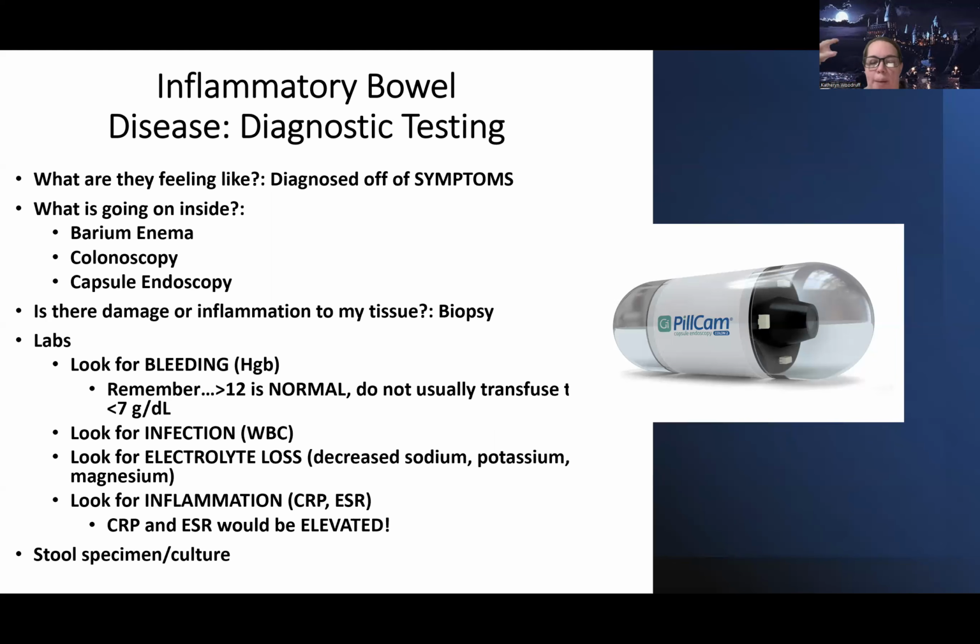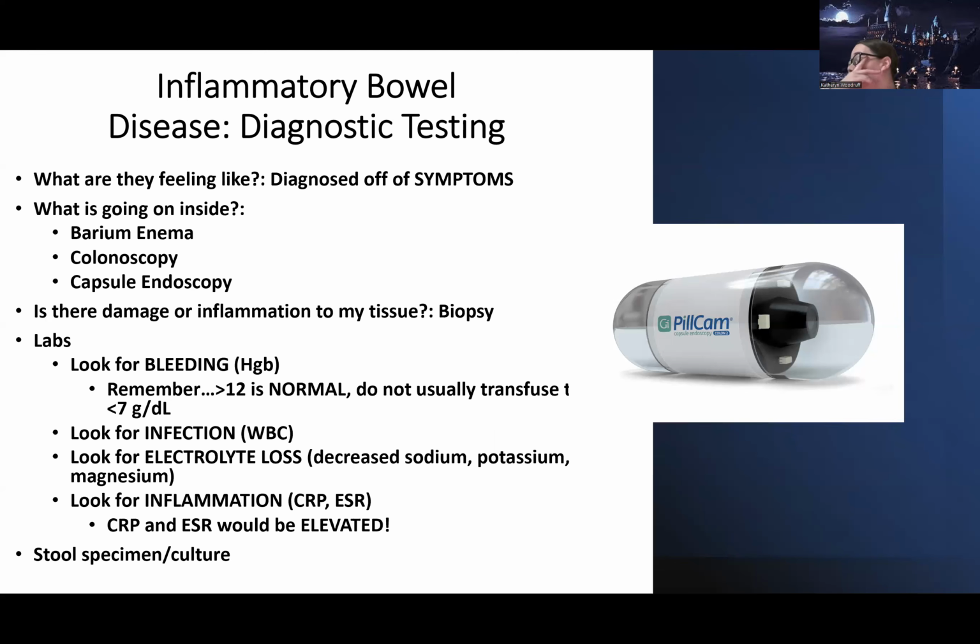Additionally, we might do biopsies of the tissues to see what kind of damage is going on, and then do labs to look for problems or complications from inflammatory bowel, so looking for bleeding, again, because they have that risk for anemia, especially with ulcerative colitis. So remember, greater than 12 is normal, and we don't transfuse until they get to less than 7-ish.